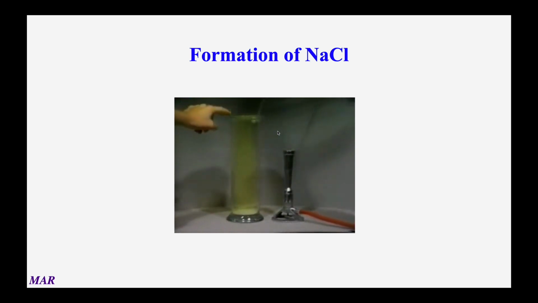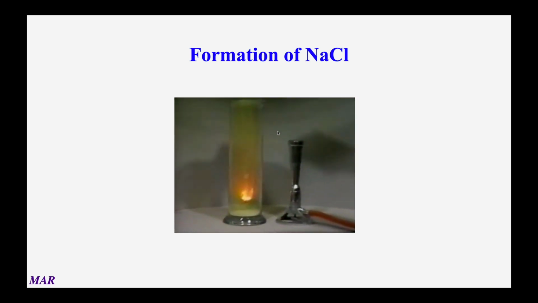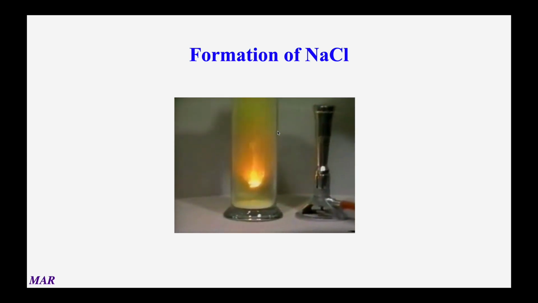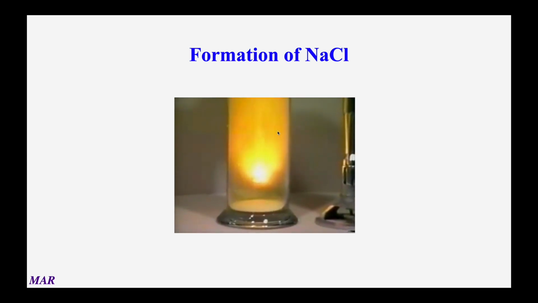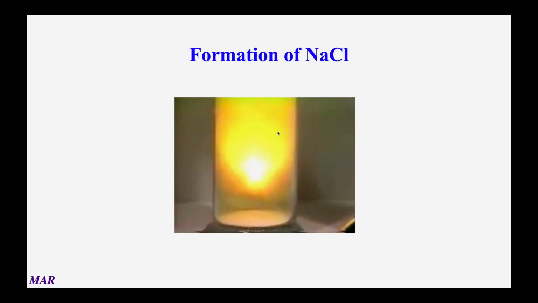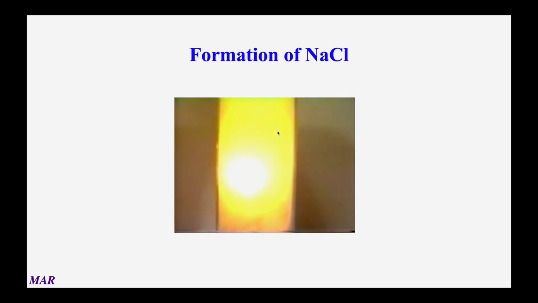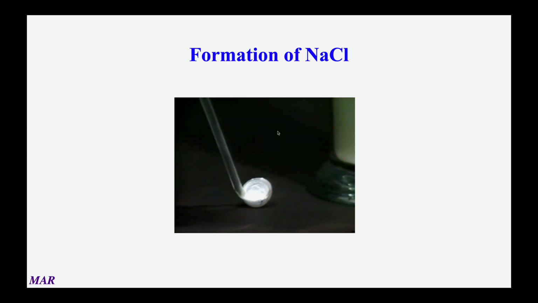Then it is immersed into the yellow-green chlorine gas. The sodium begins to burn in chlorine with an intense yellow flame. It produces a white smoke of sodium chloride. We are observing the exothermic reaction of sodium metal with chlorine gas, producing the white solid sodium chloride. Afterwards, the glass spoon contains only white solid sodium chloride.